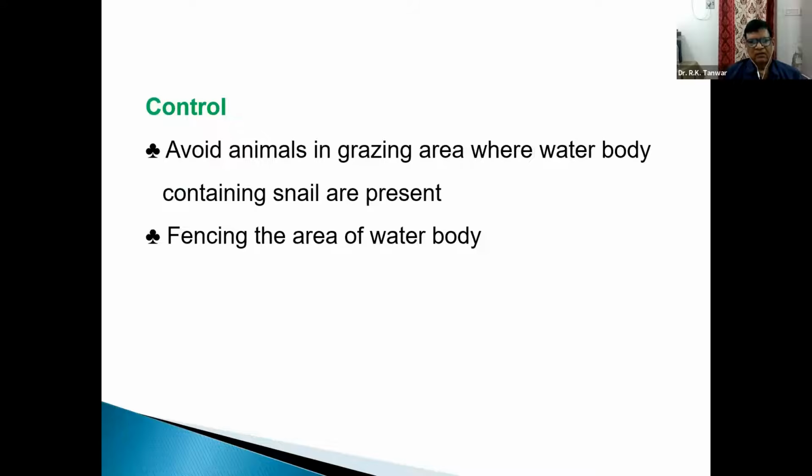Avoid animals in grazing areas where water bodies containing snails are present. Because in our Rajasthan, animals go for grazing, and the source of drinking water is common, ponds etc., where a large number of snails are present. One way is to solve this problem by fencing the area, but then where will the animal drink? This is one point to control it.